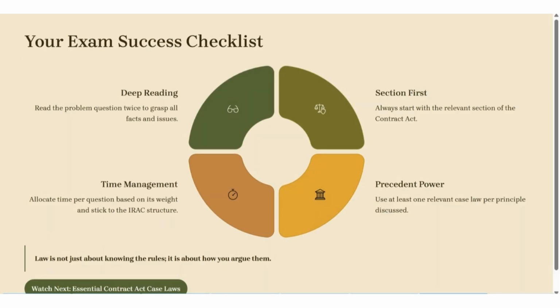To help you succeed, here's your exam success checklist. First, practice deep reading. Read each question twice to identify both the facts and the specific legal issues. Second, always think section first. Before answering, identify which sections of the Indian Contract Act are relevant to the question. Third, master time management. Allocate your time based on the weightage of each question and always structure your answer using IRAC. Fourth, harness precedent power. Support every legal principle with at least one relevant case law.